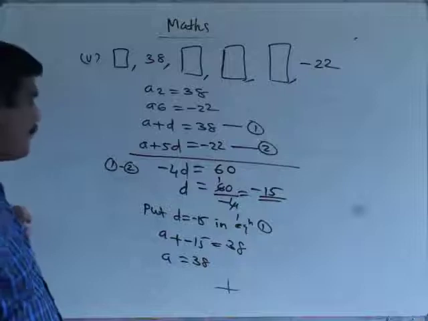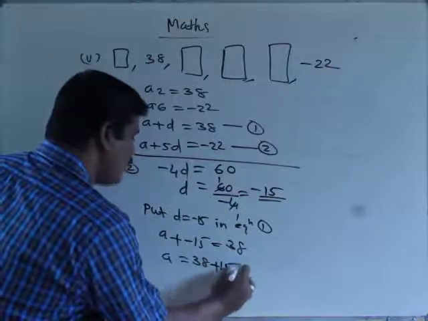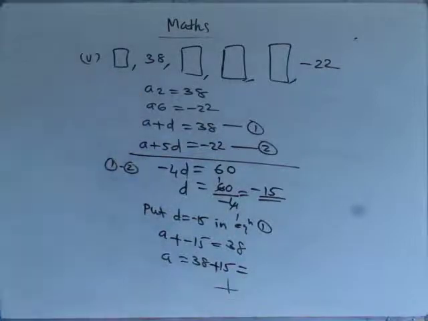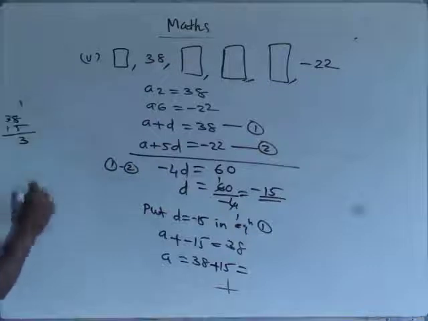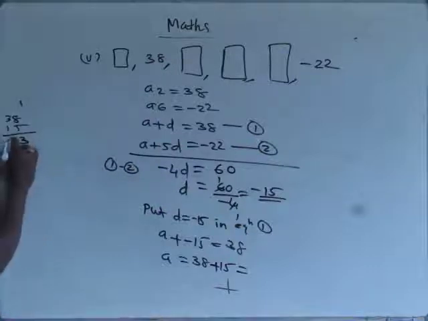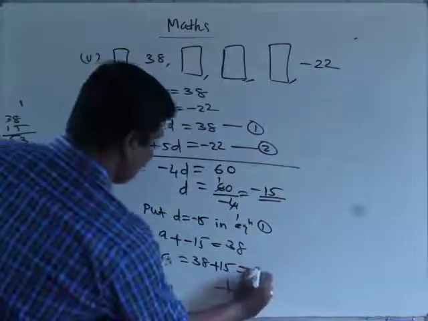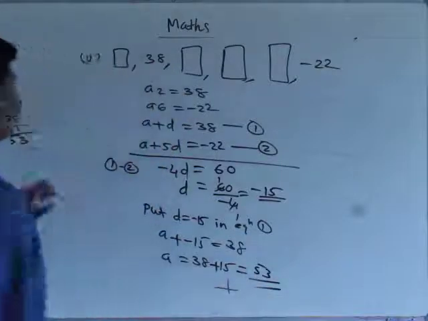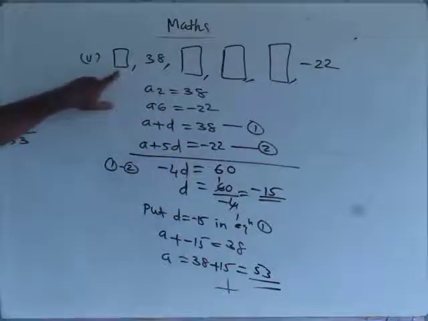Write it as converted to plus 15. Clear? So the answer is 38 plus 15. How much? 8 plus 5 is 13. Remainder 1. 3 plus 1 is 4, 4 plus 1 is 5. The answer is 53. So the first term is the first box. What is the answer? 53.